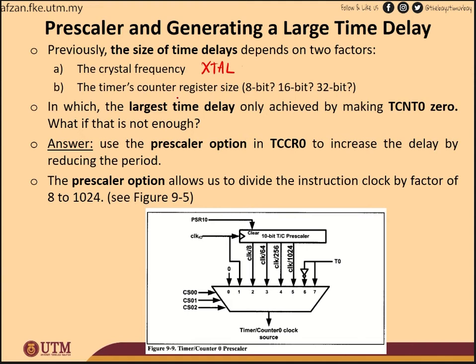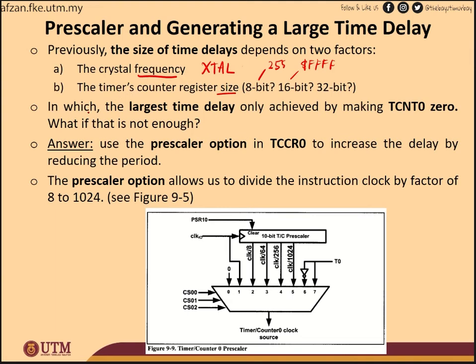Is your timer counter, your TCNT, 8 bit? If 8 bit, it can support only up to 255, which is FF. If you use a 16-bit timer, it can support up to FFFF, which is around 65,000 something. So it depends on these two factors: first, your frequency, and second, your TCNT size, whether you use an 8-bit timer or a 16-bit timer. In the ATmega32, we only have two options: 8-bit timers, which are timer 0 and timer 2, while the 16-bit timer is timer 1.